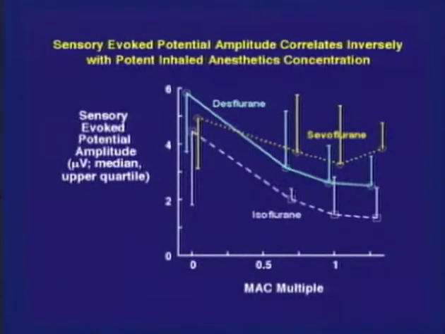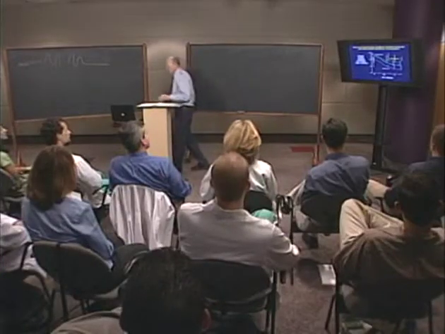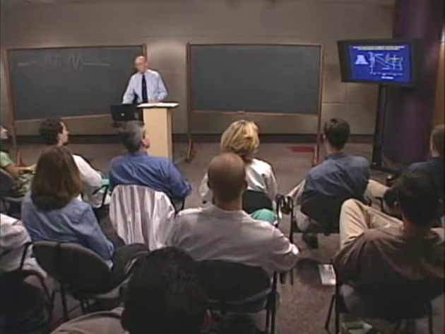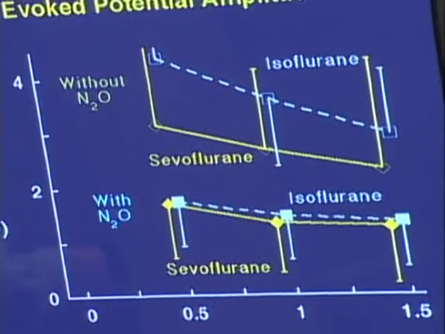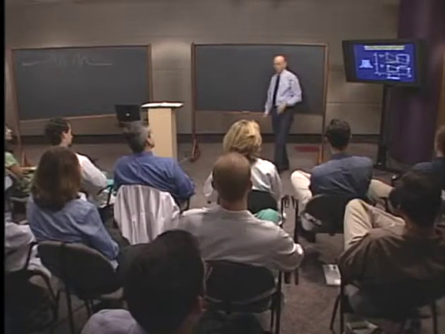So here are sensory evoked potential amplitudes, and as you said, as you increase the concentration of anesthetic, these decrease. That's true for desflurane, sevoflurane, and isoflurane. The one anesthetic that some people have expressed concern about is not shown there. What's that anesthetic? Nitrous oxide. Nitrous oxide may cause more profound depression when added to sevoflurane or isoflurane than those agents by themselves. So if you've got a problem with somatosensory evoked potentials, you may want to avoid the use of nitrous oxide.